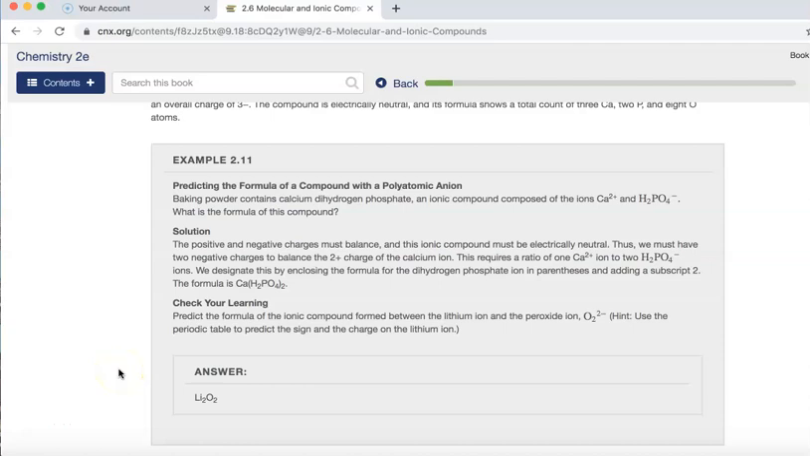Okay, so last time we were talking about ionic compounds and how ions come together to form an ionic bond. Looking at an example here, we're trying to write the formula for an ionic compound. We're starting out with a calcium ion, which has a positive 2 charge, and dihydrogen phosphate, which has a negative 1 charge. So they're asking what is the formula for the compound.